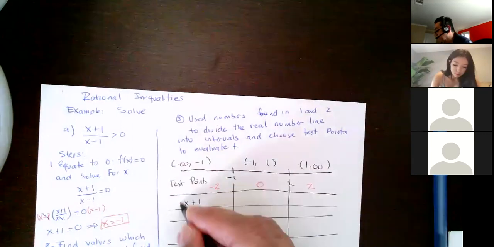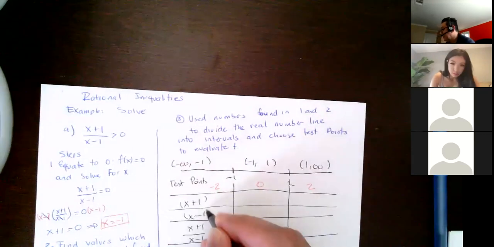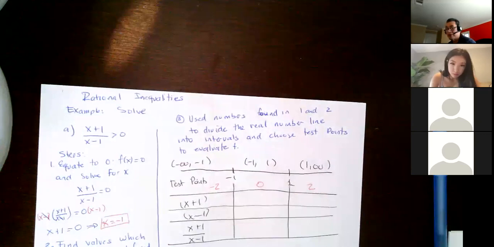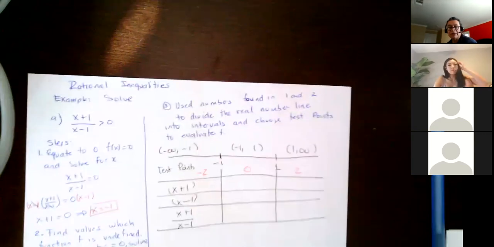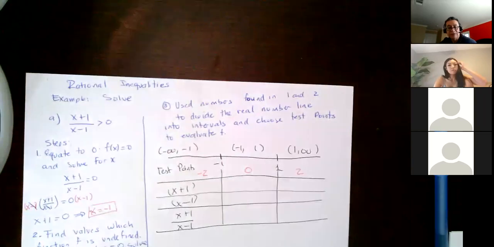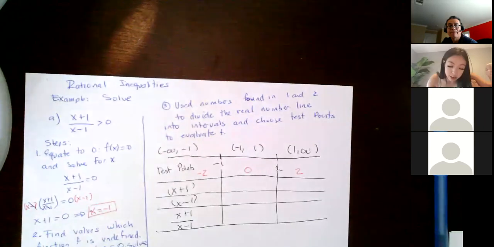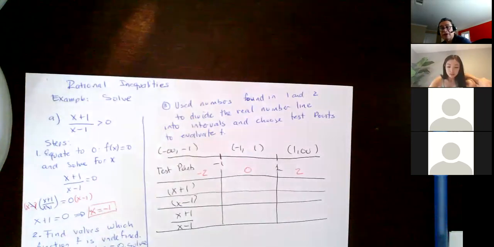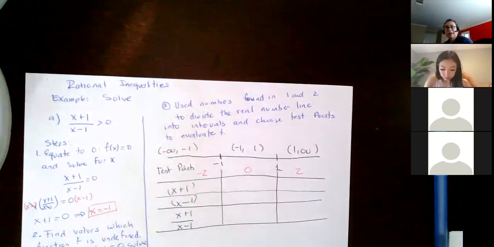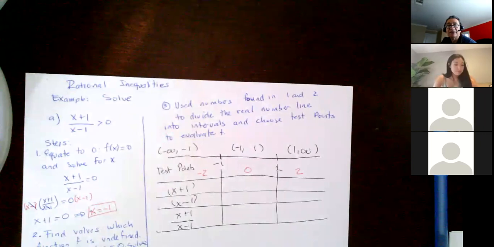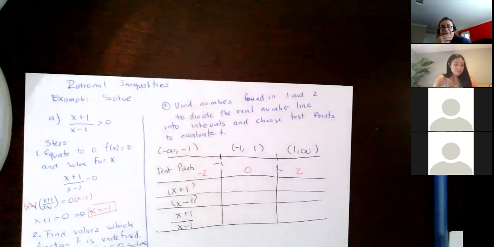All right, let me give you one more minute to finish, and you can tell me what the solution is here. I think the solution is negative infinity, comma, -1. I have 1 to infinity. Okay, let me wait for other students to see if they're getting the same as you.